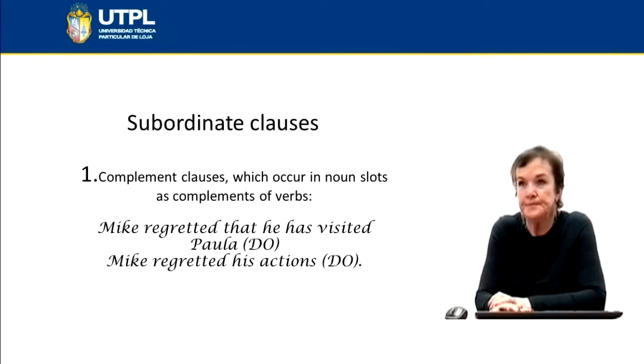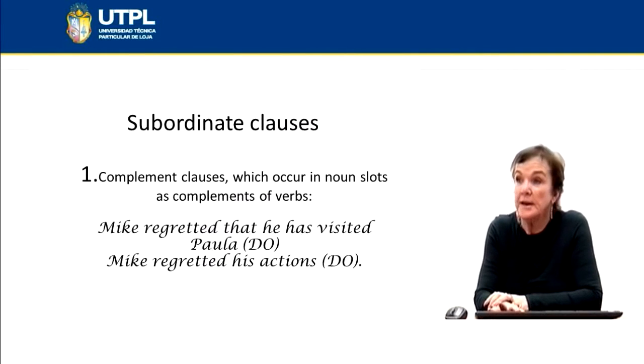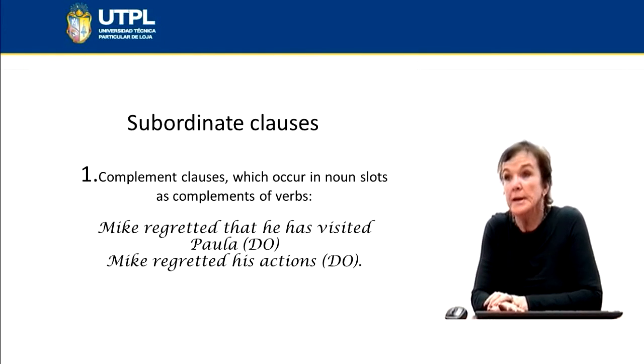Subordinate clauses can be complement clauses, which occur in noun slots as complements of verbs. For instance, Mike regretted that he has visited Paula. Here, the verb regret has a complement clause following it, that he has visited Paula. The complement clause is completing the meaning of the verb regret.